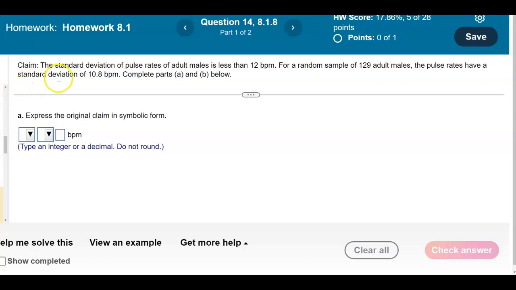Claim: the standard deviation of pulse rates of adult males is less than 12 beats per minute. For a random sample of 129 adult males, the pulse rates have a standard deviation of 10.8 beats per minute. Complete parts A and B below. For part A, it says express the original claim in symbolic form.